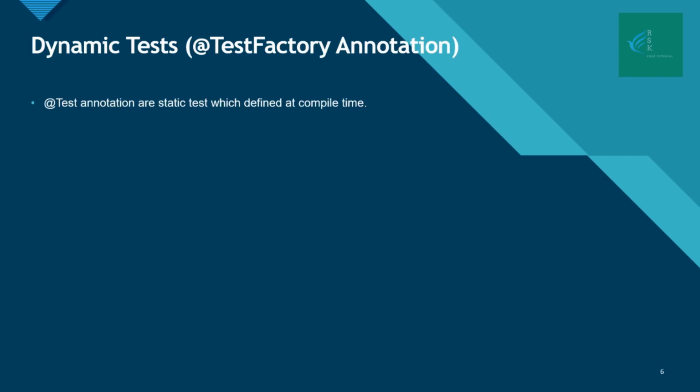In JUnit 4 and in JUnit 5, the @Test annotation denotes that the test is a static test, which is defined at compile time. So we specify this annotation, and it denotes that our test is a static test. All tests in JUnit 4 and 5 annotated with this annotation are static tests.